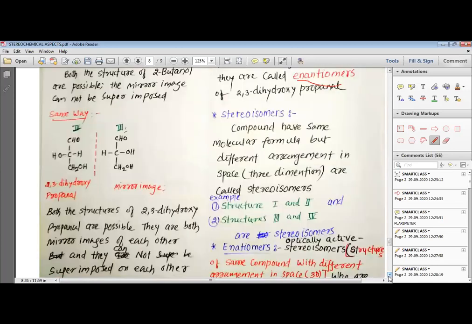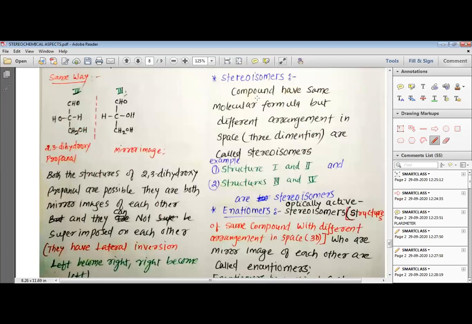Now let us understand the definition of stereoisomers. Compounds that have the same molecular formula but different arrangements in space, or 3 dimensions, are called stereoisomers. We have seen that structures 3 and 4 are stereoisomers of each other because they represent the same compound, and they have just the arrangement of H and OH different in 3-dimensional space.